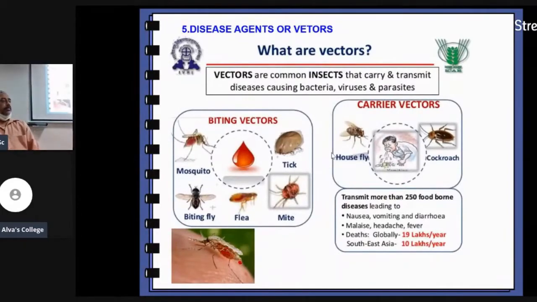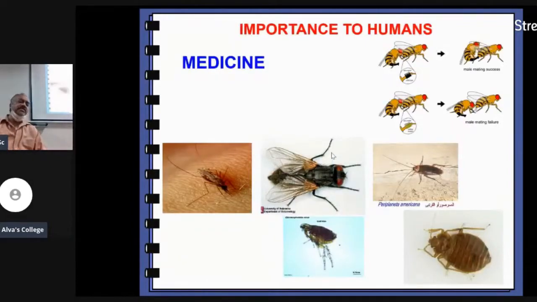Now, another very important function of insects is that they are vectors. These are becoming of greater importance year after year, decade after decade. You must have seen how these pandemics, these human diseases, are causing enormous damage to the human population on planet Earth. Insects, directly or indirectly, are associated with this kind of deadly disease. And for some of these diseases, we don't even have the medicines or the curative practice to curb or cure them.